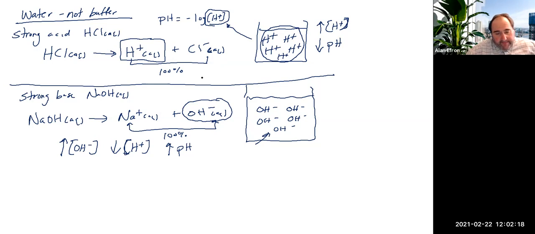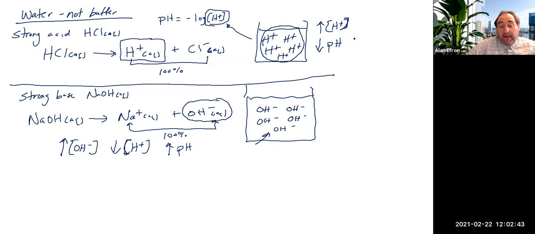So this is what happens when we add an acid or a base to something that's not a buffer, like water. And in the case of the bottom there, maybe our water started at a pH of 6. Maybe it jumps at that point to a pH of 12 or something like that. A pretty big jump in pH. Any questions on that so far?